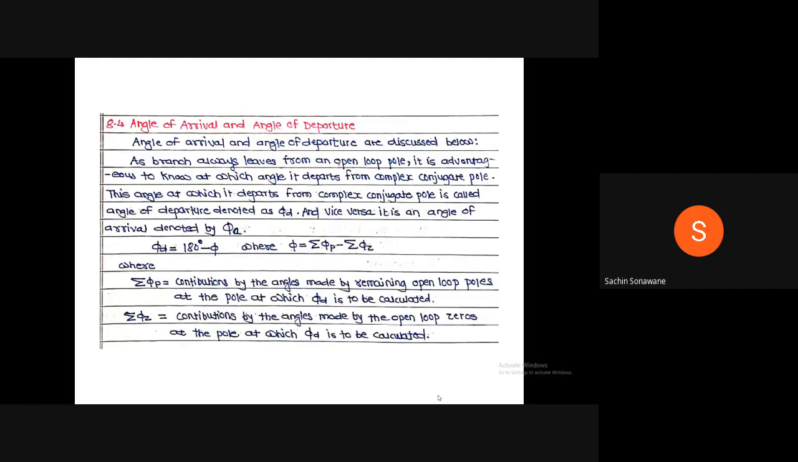Therefore, phi d is equal to 180 degrees minus phi, where phi is equal to summation of phi p minus summation of phi z, where summation of phi p is equal to contributions by the angles made by the remaining open loop poles at the pole at which phi d is to be calculated. Summation of phi z is equal to contributions by the angles made by the open loop zeros at the pole at which phi d is to be calculated.